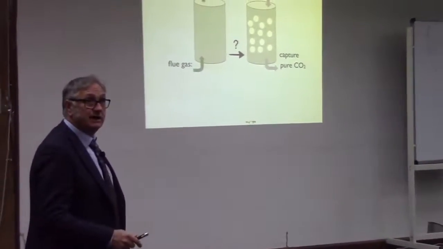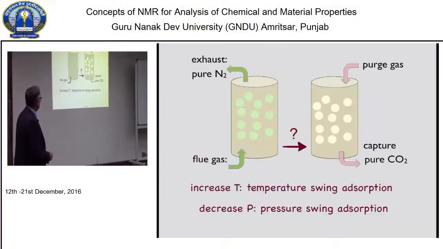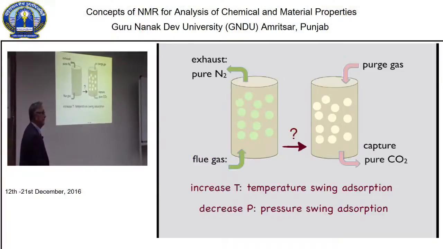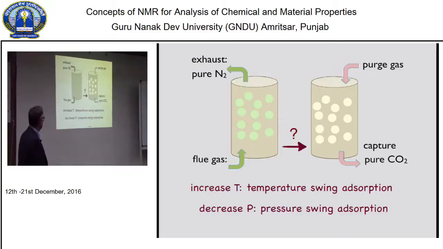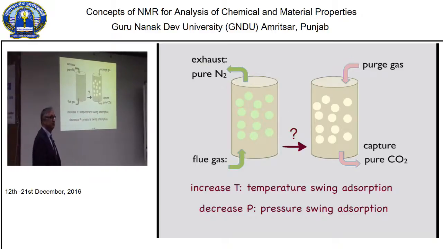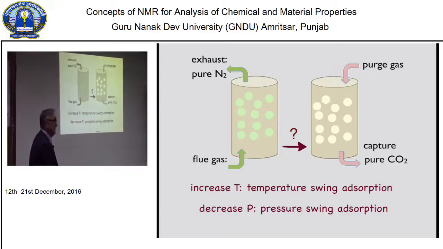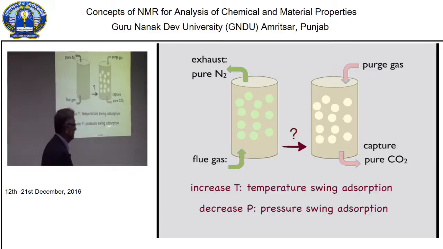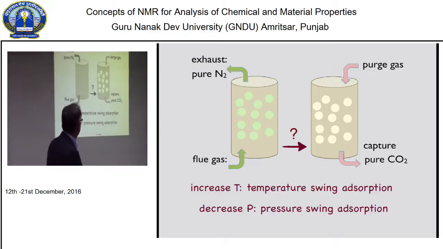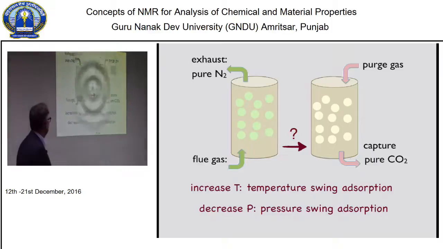Many of you have made indications that you know already. One is to increase the temperature of the bed and desorb the gas. And another would be to decrease the pressure. This is called temperature swing adsorption, and this is called pressure swing adsorption. These are useful approaches for how to do this.